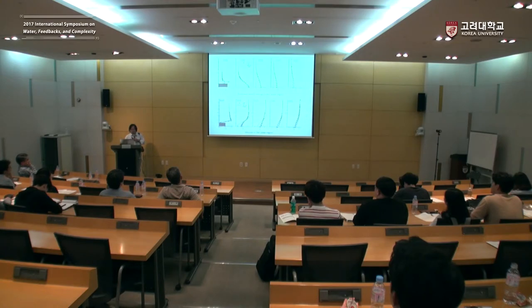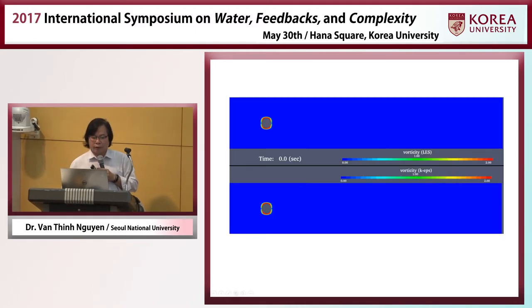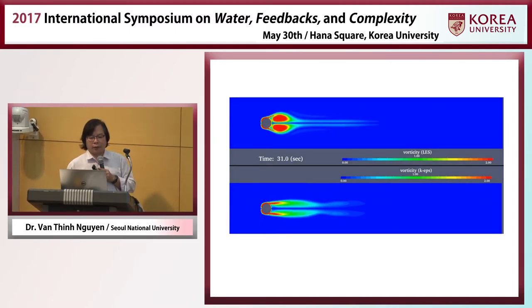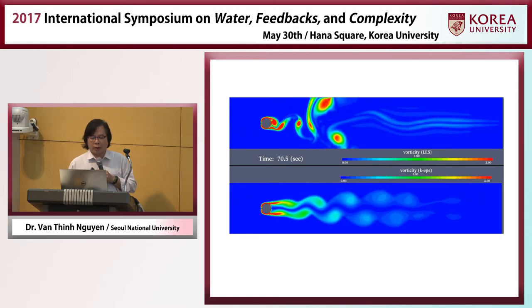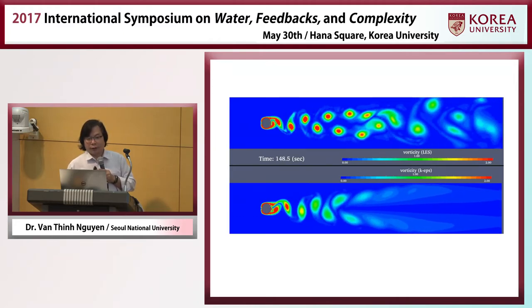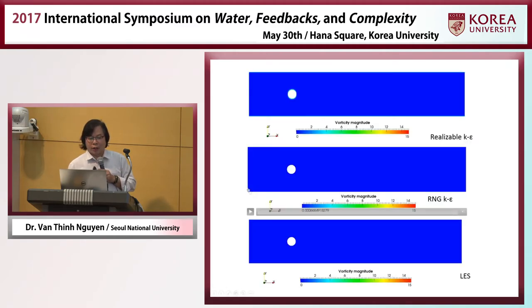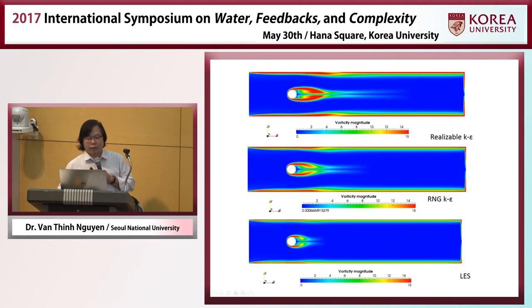Okay, next one. Compare that with the simulation here, you will see LES captures the flow after the block. It's more precise here. And here, another movie. The flow around the cylinder, the upper one is the LES, the lower is the k-epsilon model. You see, it's very much different, right? I have a lot of movies here. I skip it. Another one is the same idea, but I use different models: realizable, RNG, and LES. You see, the three models show a lot of difference.